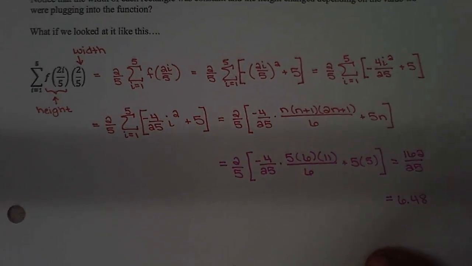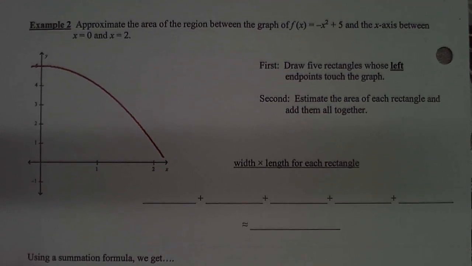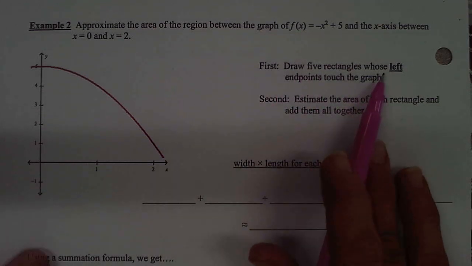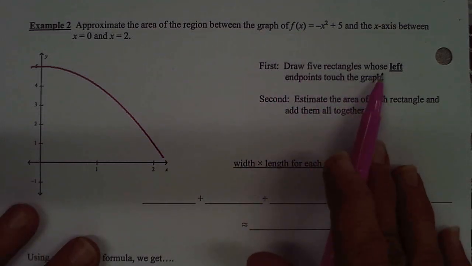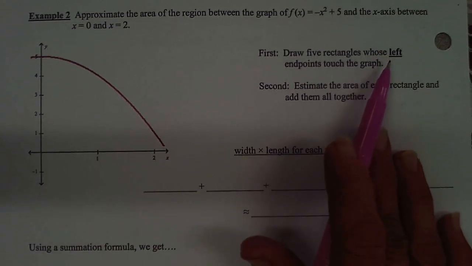All right, so go ahead and flip over to the other side. We're looking at the exact same problem, except this time, instead of drawing our rectangles the way that we did before, with our right ends touching, now we want to draw 5 rectangles whose left endpoints are touching the graph. So to start off with, we're still doing 5 rectangles.